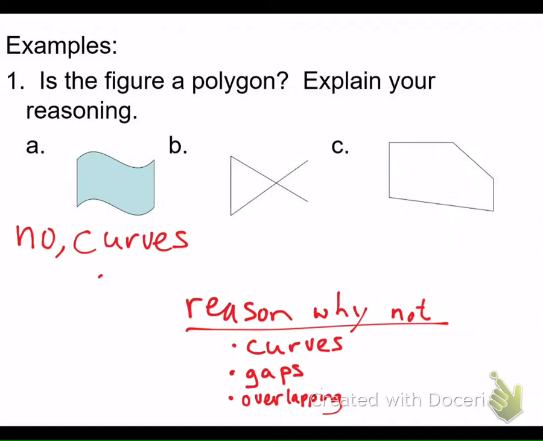All right, the second one, do you think that's a polygon? No. Why not? Yeah, you could say actually either one. It has a gap or it has an overlap.